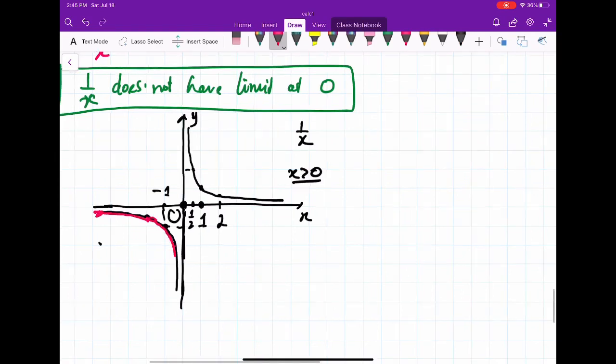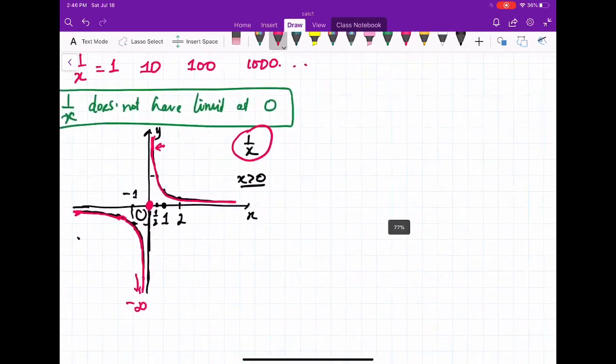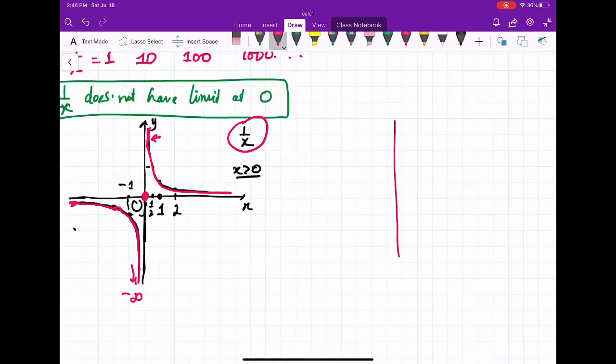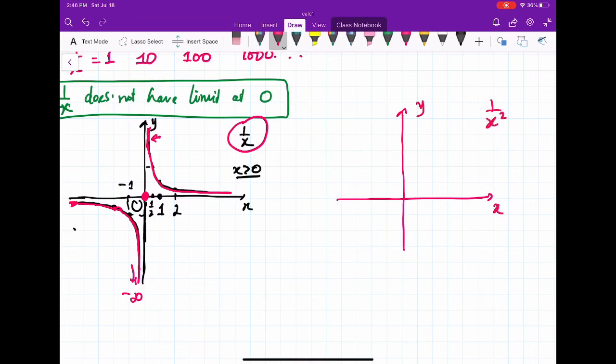And you can see when x approaches 0 from the left, this approaches negative infinity, right? But when x approaches 0 from the right, this approaches positive infinity. Makes sense? That is the graph of 1 over x. And of course, the limit does not exist. The second one is about 1 over x squared. So I have this, x and y, 1 over x squared.